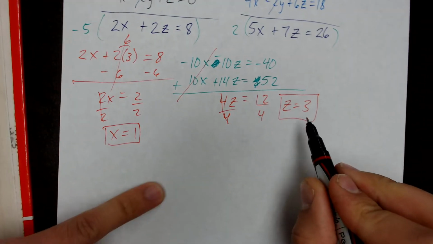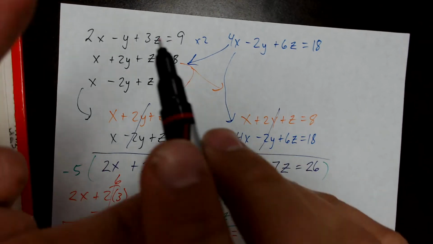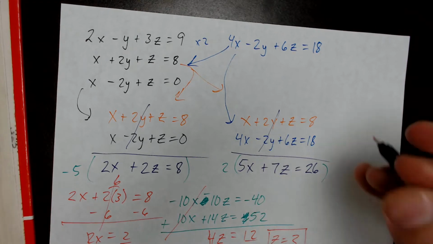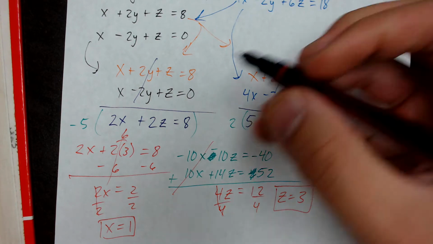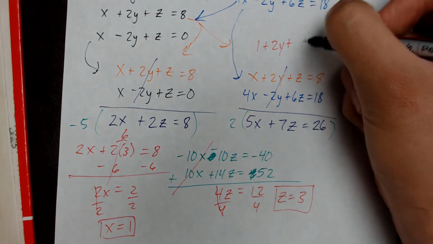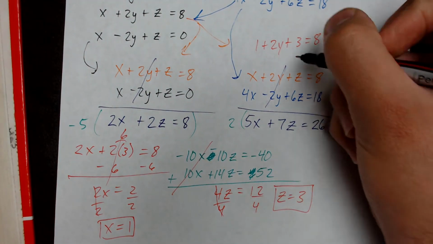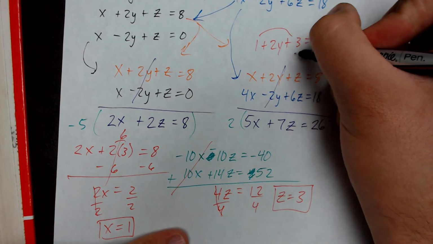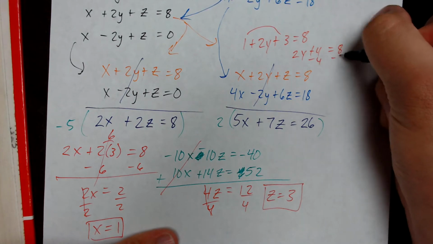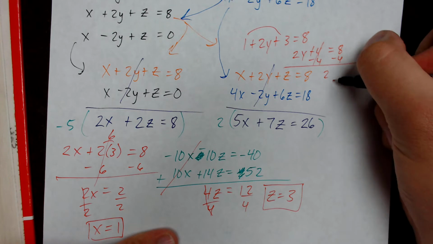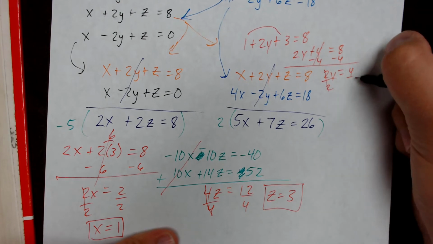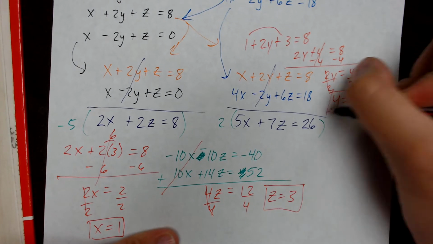So now that I know two answers, I can take both of these and plug them into one of these equations. And I'll go ahead and use this original orange equation that I was using before. So instead of writing x, I'll go ahead and write 1. So 1 plus 2y plus z, which is 3, is equal to 8. These combine to become 4. So this equation is now 2y plus 4 equals 8. If I subtract 4 from each side, I get 2y is equal to 4. I divide by 2, and then I get y is equal to 2. So I've got my third answer.